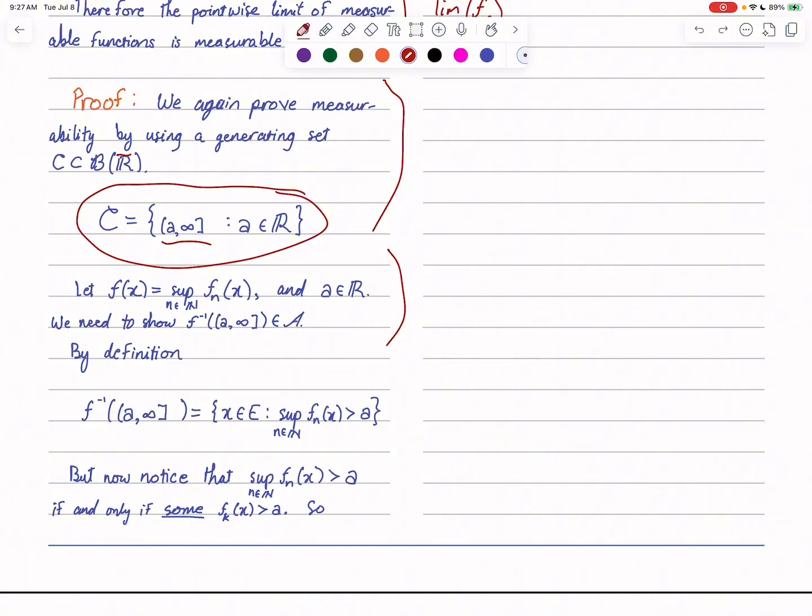Now let's, of course, talk about that pre-image. That's where we need to get started for this proof. Think about the fact that the pre-image of this sup function is the set of all points in the domain such that if you take the sup over all of your functions, you get a value which is strictly greater than a.